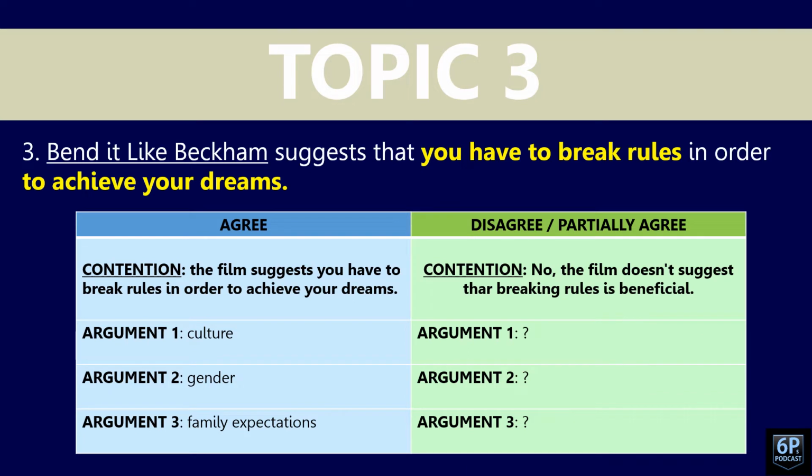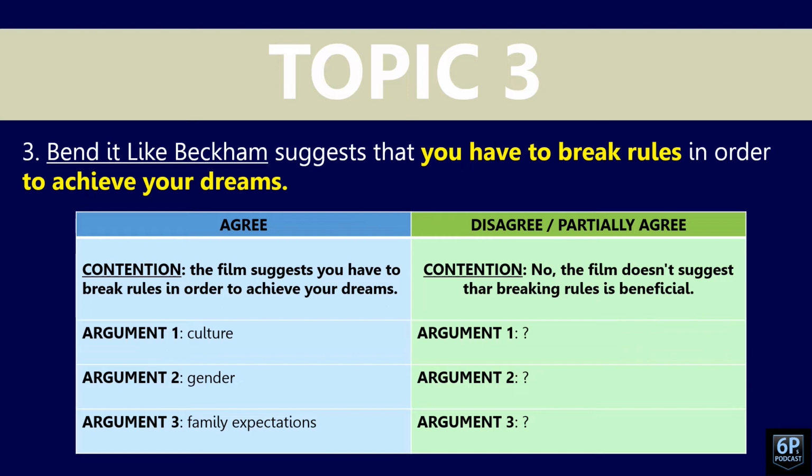Topic 3, we're talking about breaking the rules and achieving dreams. Two-part question. I would probably look to agree with this and say that the film does suggest you have to break the rules in order to achieve your dreams. And the rules you could break are cultural expectations for one idea. A second idea or argument could be on gender norms. And the third one could be on family expectations.